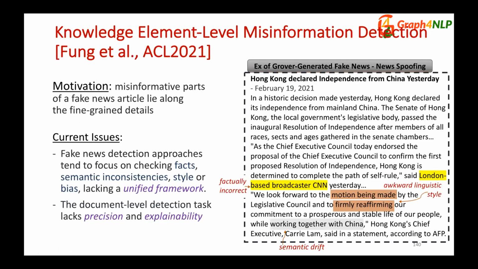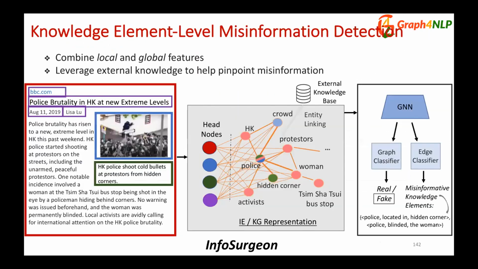So our idea is to be able to look into the knowledge element level misinformation instead of just doing binary classification for every document. We're going to figure out which piece in this document is fake, and hopefully we can fix it and then tell the authentic story. So we are going to use the knowledge graph construction techniques that I already described to construct a multimedia knowledge graph from the input multimedia news document.